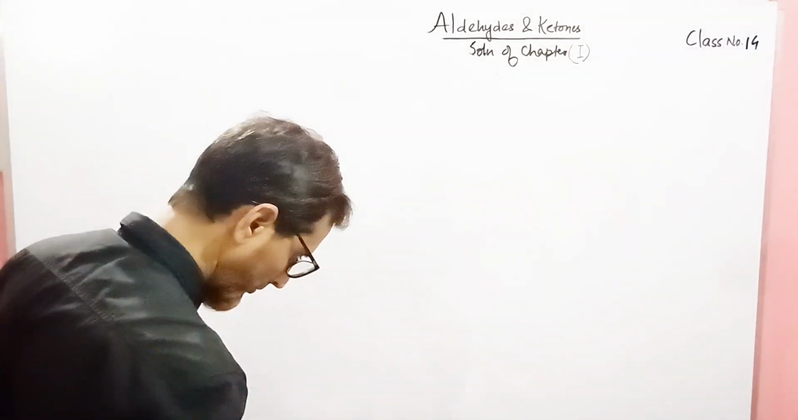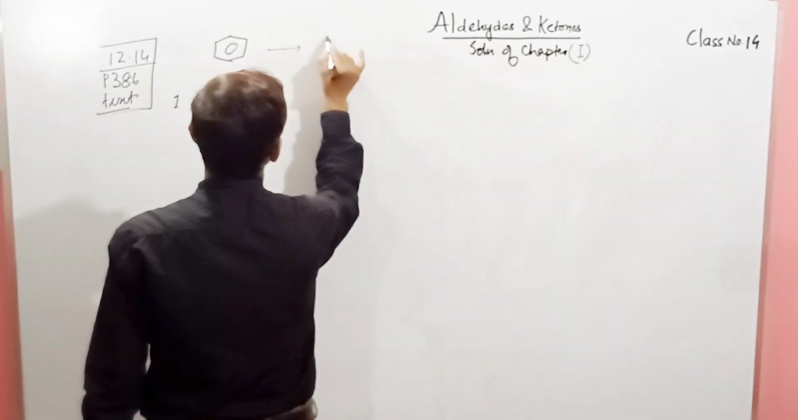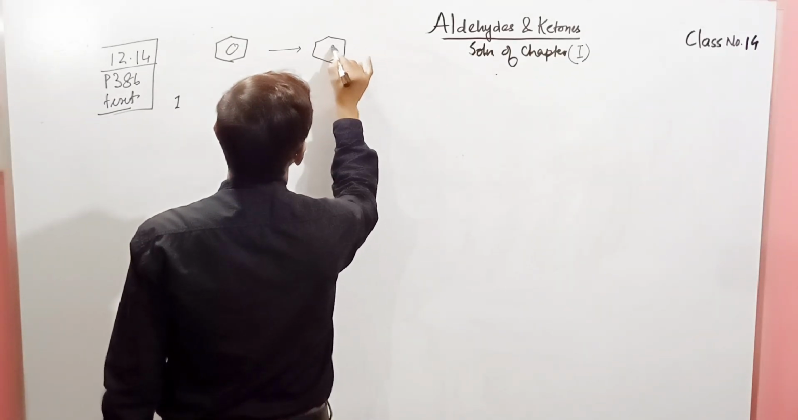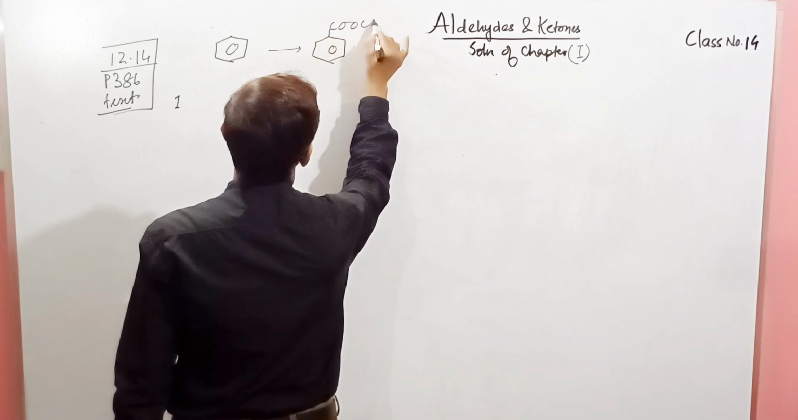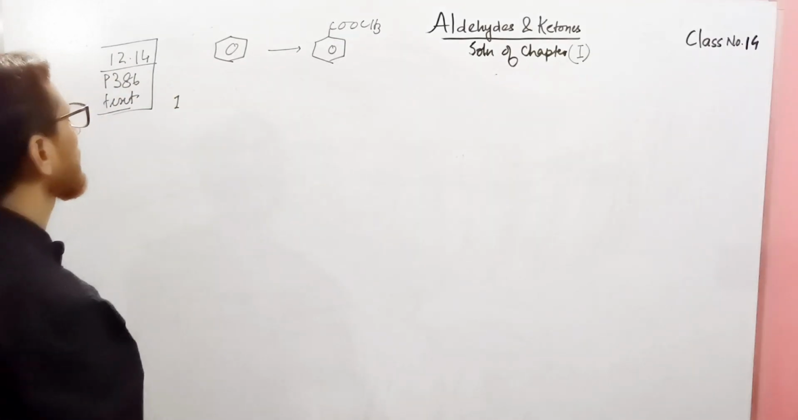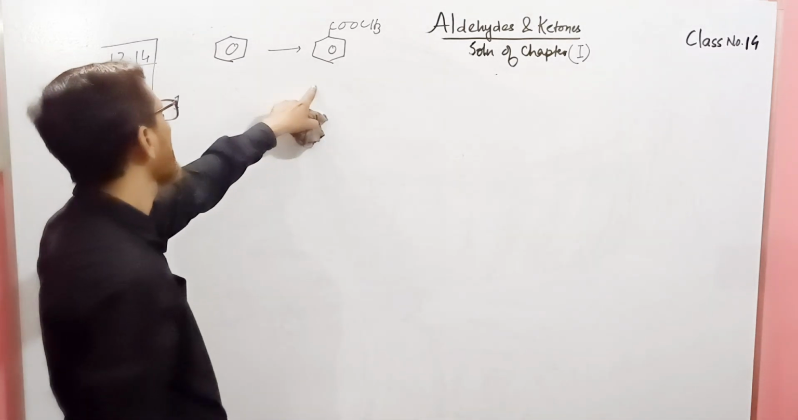Next part is 12.14, page 386 of the textbook. How will you prepare the following from benzene? Number 1, benzene to methyl benzoate. You are asked to prepare this from benzene.